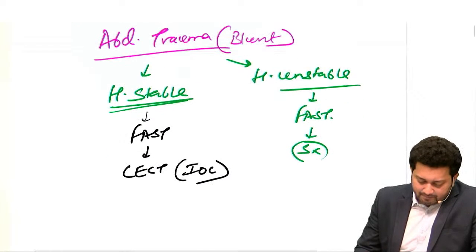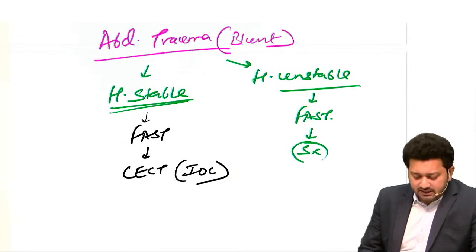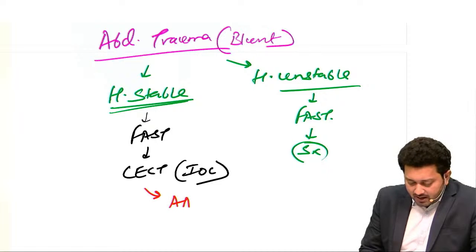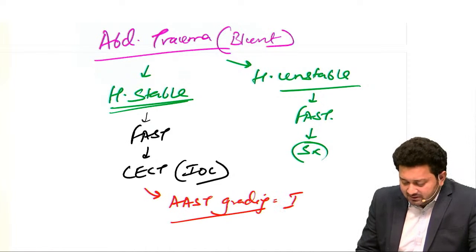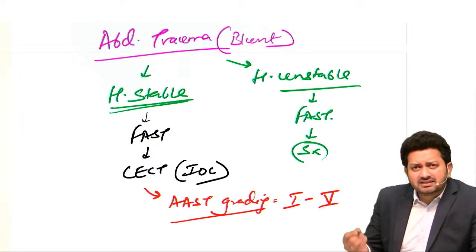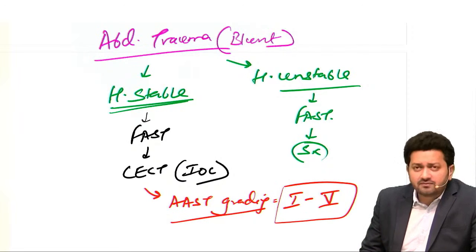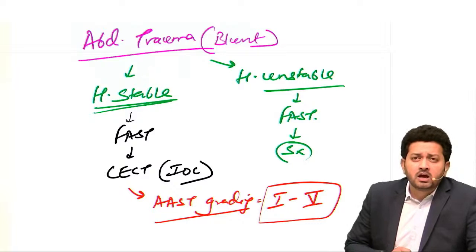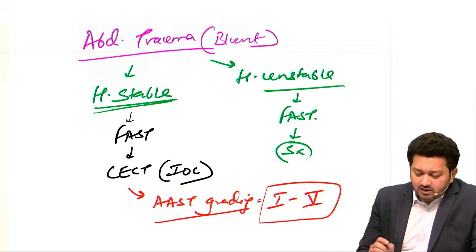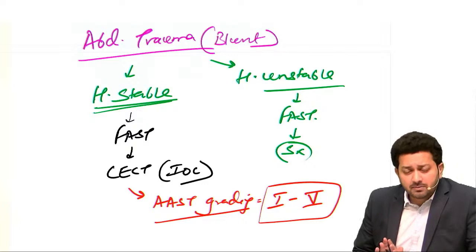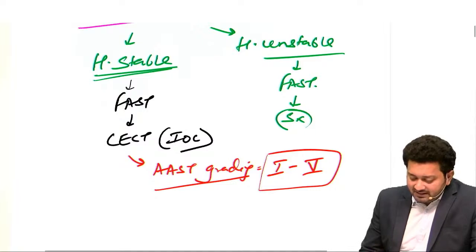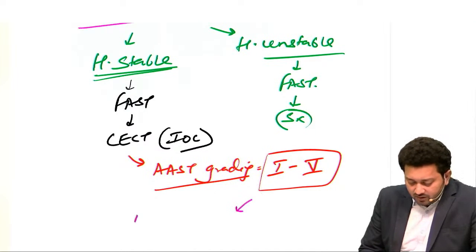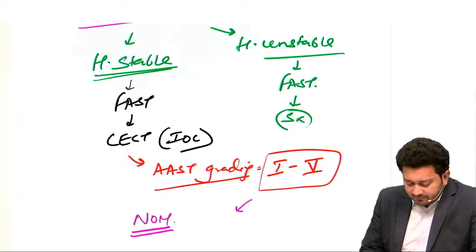Based on this CECT, there is the AAST grading, American Association for the Surgery of Trauma grading. The question is about liver trauma. In the liver there is grade 1 to 5. There was grade 6 also, but in the new revision they have put just 1 to 5. If the patient of liver trauma is stable, we all know that the liver has the property of regeneration. So we'll go for non-operative management.